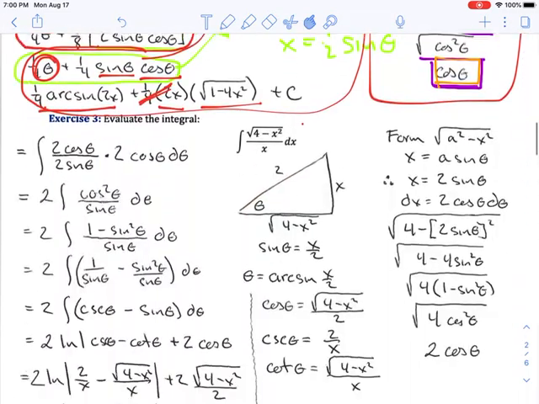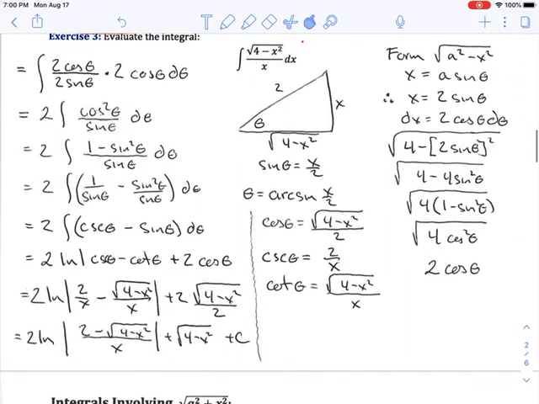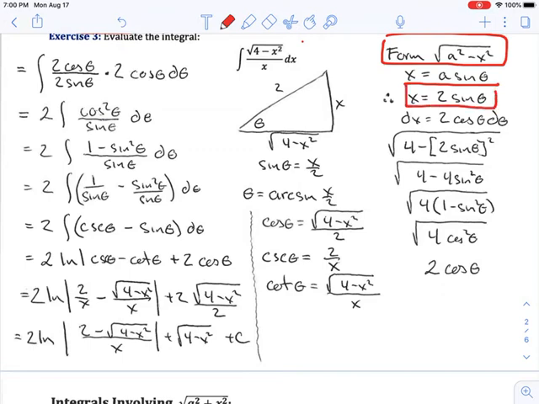Problem number 3. We see we have a radical, the square root of 4 minus x squared, and that is in the form that we want: the square root of a squared minus x squared. Our substitution is going to be x equal to a sine of theta, where in this case a is equal to 2. So x is equal to 2 sine of theta. Taking the derivative of that, dx is equal to 2 cosine of theta d theta. Now we do the substitution. Take out the x, put in 2 sine of theta.